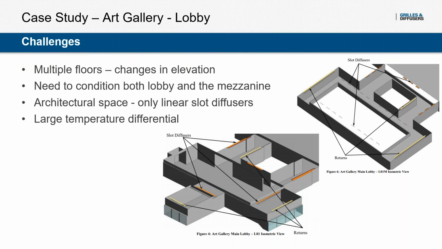So what were the challenges with this space? The first challenge was that it was 2 floors with some changes in elevation. So we had some covered spaces like the entryways, but we also had some large open spaces like the main lobby area. It was also an architectural space, and they only wanted linear slot diffusers. So that really reduces the options that we have for diffuser selection. And finally, there was a large temperature differential between the supply air temperature and the room air temperature.